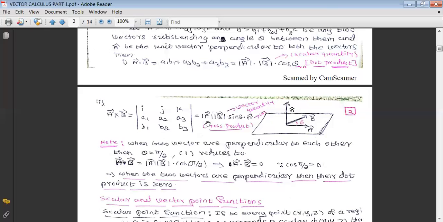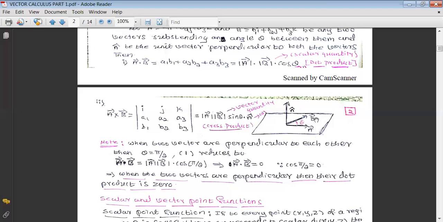It is also given by the magnitude of A bar into the magnitude of B bar into sine theta into n cap. Let us call this equation 2. If you expand this, it will contain the unit vectors i, j, k. Therefore this cross product is always a vector quantity, whereas the dot product is a scalar quantity. That is one thing you have to remember.